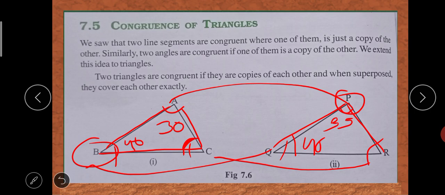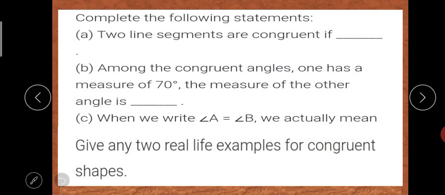So the general questions given in your exercise 7.1 are what we are going to solve today. First question, see. Complete the following statement. Two line segments are congruent when we say they have the same length. So the answer will be: if they have the same length.